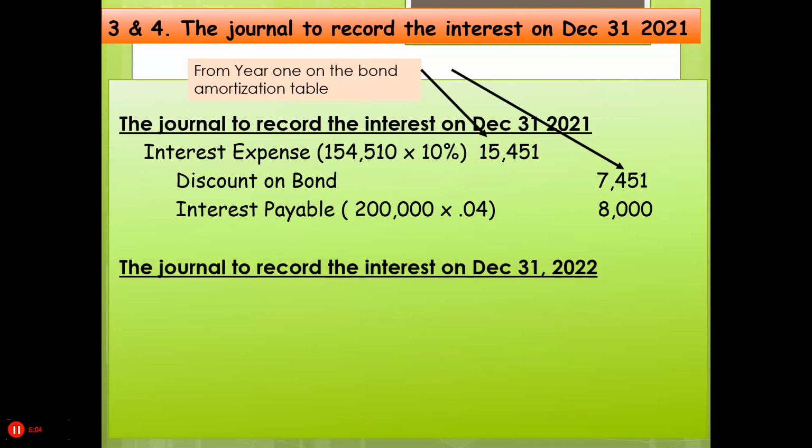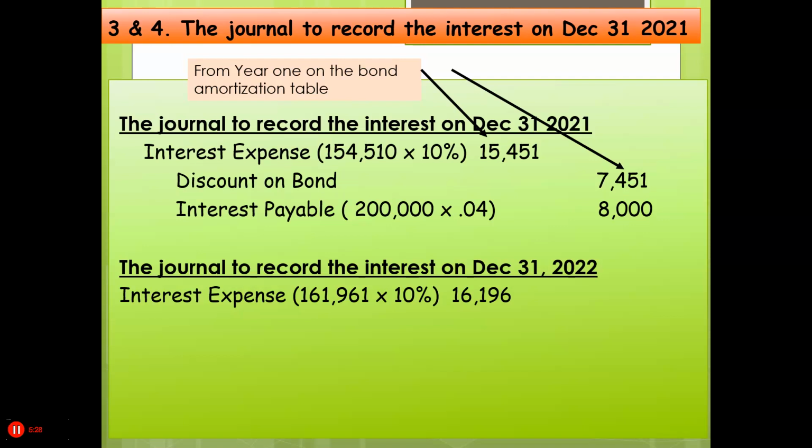Now, what does it look like at the end of year 2? Now again, if you notice, the interest has changed. Interest expense has changed because now we have a value, because we're writing off the discount. The amount is going to slowly go up, and at the end of 5 years, the net amount of the bond is going to be $200,000.